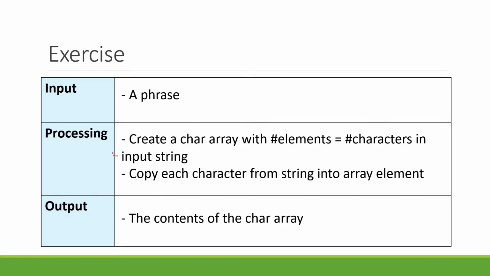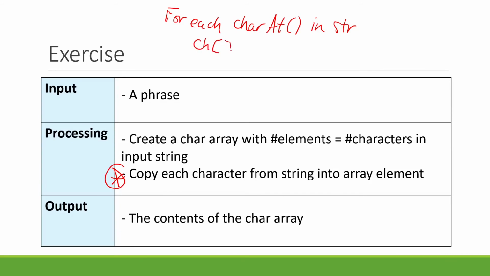So for the logic part of this, I'm basically going to say for each character, and we're thinking, how have we done character in a string? Oh, we can use char at, right? So for each char at in our string, we then want to take our char array and assign it one of these letters. So we're going to take each char using char at and put it in one of the elements of our char array. So let's code it.